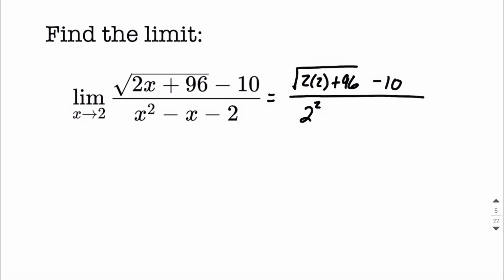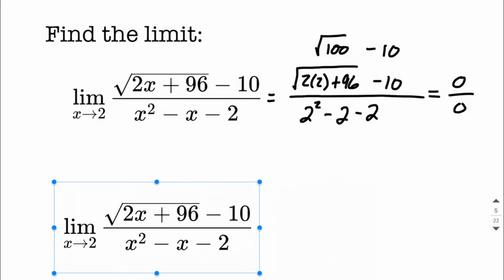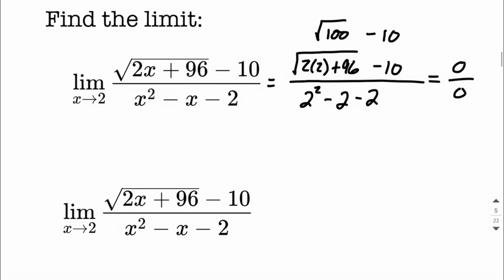All right, so in the denominator, we get 2 squared minus 2 minus 2. Now, a little bit of simplifying down. Underneath that radical, hopefully you notice we have 2 times 2 will be 4 plus 96 will be the square root of 100 minus 10. So the square root of 100 is going to be 10 minus 10. It's going to give us 0 for our numerator. For our denominator, we have 4 minus 2 minus 2. It's going to work out to be 0 for our denominator. But that's okay. We ended up with 0 over 0. What that tells us is we need to keep going. So I'm going to bring down another copy of this, and let's continue the process.